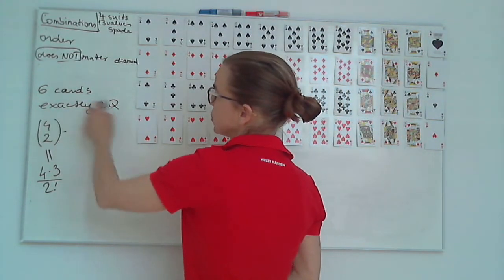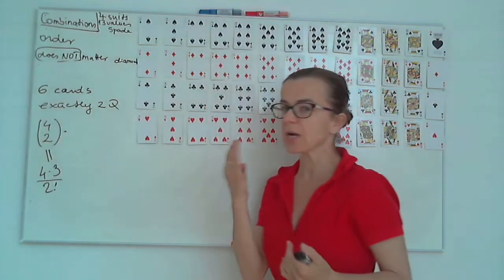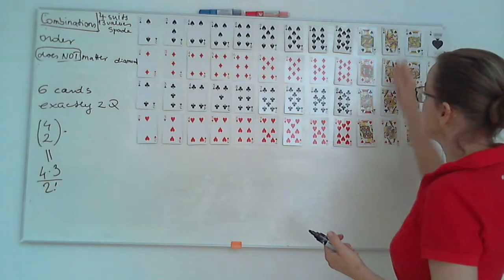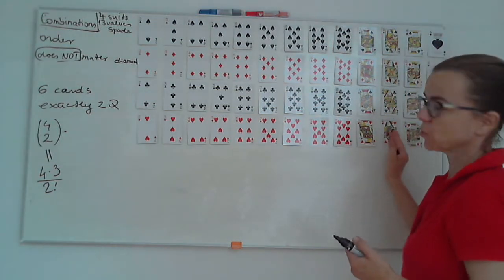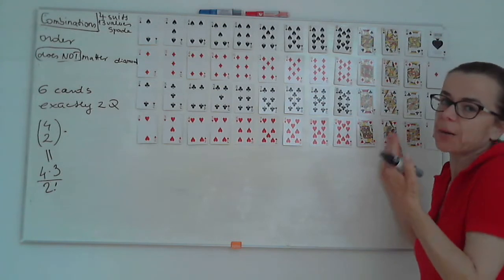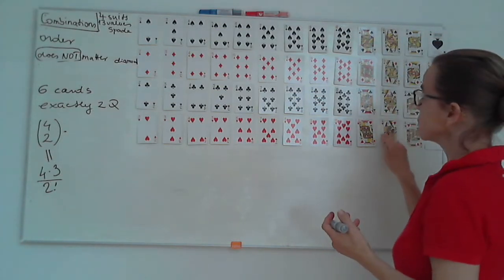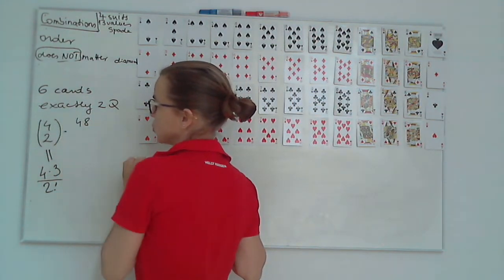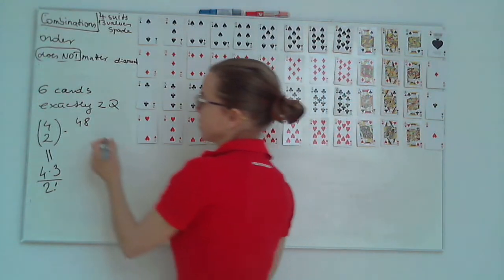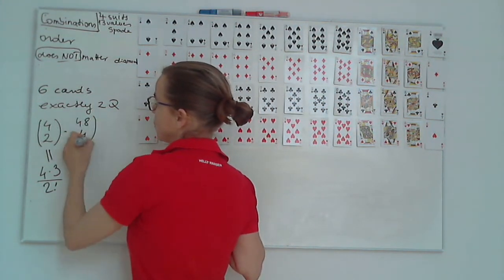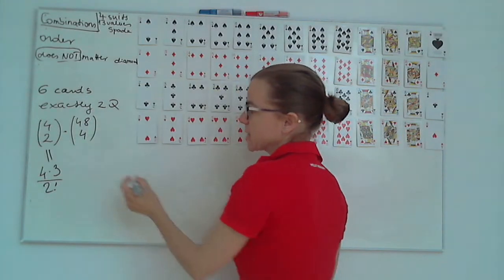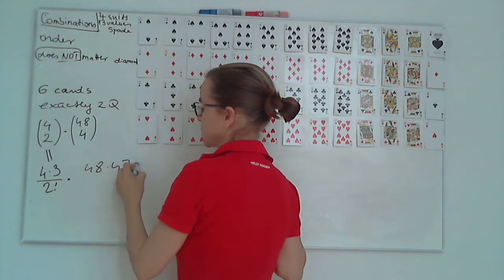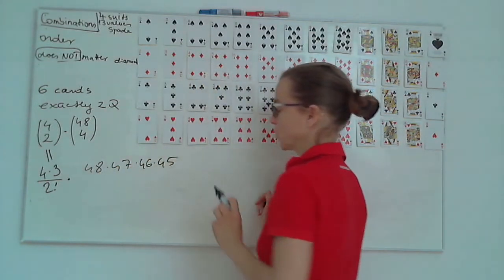Okay, so I have my 2 queens, and I still have to choose 4 more cards to get the 6 cards. And these 4 more cards can be anything except the remaining queens, because I want exactly 2 queens, so I have to make sure that I don't by chance pick a third one. So I exclude the remaining 2 queens. That means I end up with 48 cards to choose from, and from those 48 cards I can choose any of the 4. So again, let me write down what that means. It means the first can be any of the 48, 47, 46, and finally choose from 45 cards.